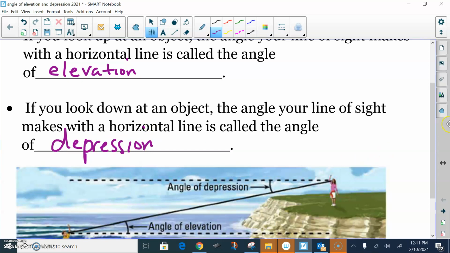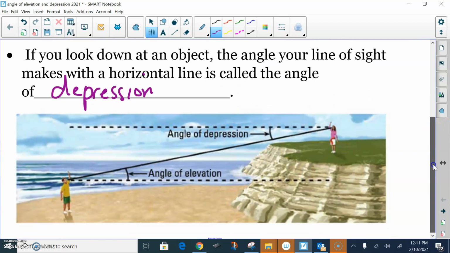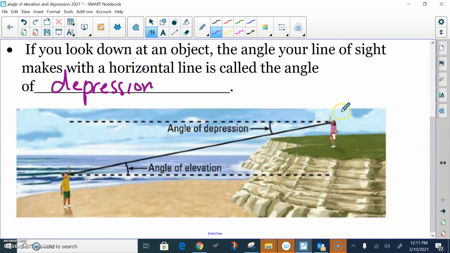And I like this little picture here. I think it's a good representation. So this lady's up on top of the cliff. And if she looks straight out, of course, that's 0 degrees. But if she looks down, that's called her angle of depression. And the man's on the beach, and his angle of elevation, it's at his eye level again. It's not at his feet. It's at his eye level. And when he's looking up, that's his angle of elevation.